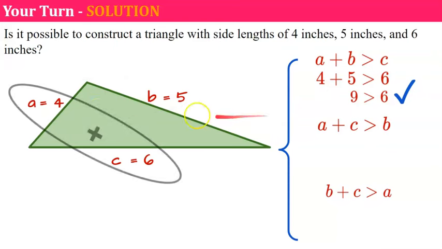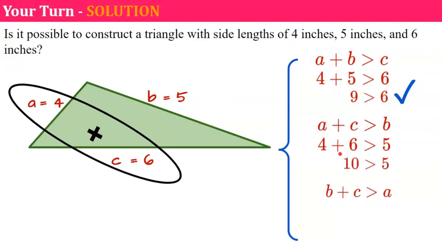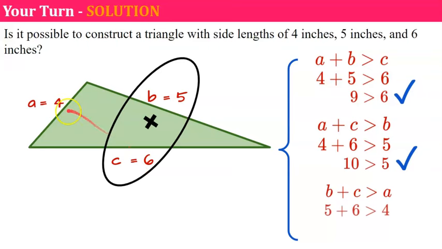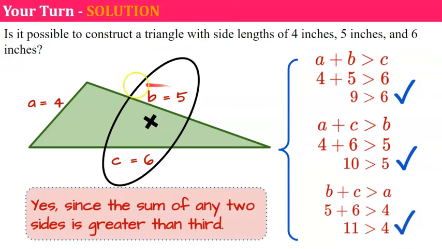Now let's check the next one. A plus C, so 4 plus 6 needs to be greater than 5. 10 is greater than 5, it checks and it's true, so I have one more check. My last pair of sides, 5 and 6, B and C, must be greater than that remaining side. 5 plus 6 is 11. 11 is greater than 4. It checks. Therefore, yes, these three side lengths of 4, 5, and 6 can form a triangle since the sum of any two sides is greater than the third.